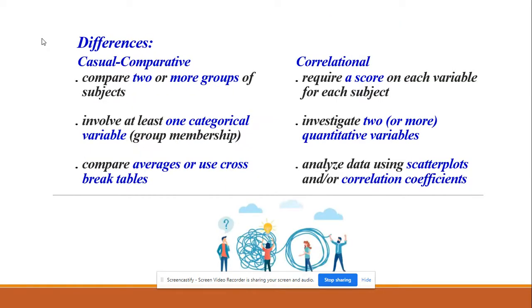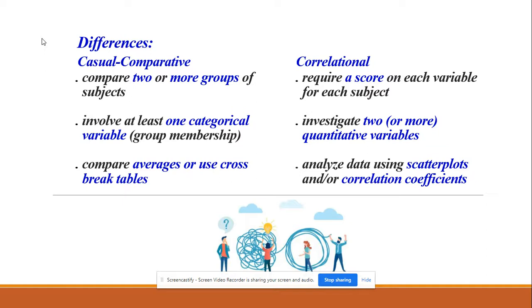What about the differences? There are only three differences between causal comparative and correlational research. The first difference is that in causal comparative research, researchers compare two or more groups of subjects, while in correlational research, researchers require a score on each variable for each subject.